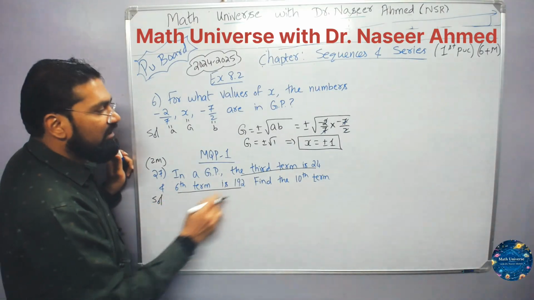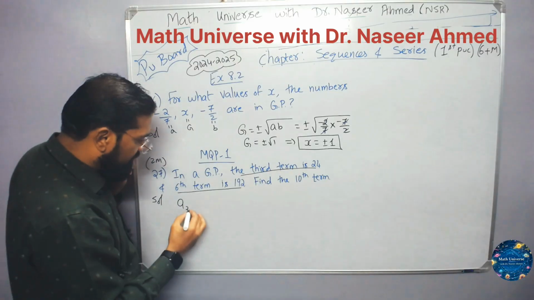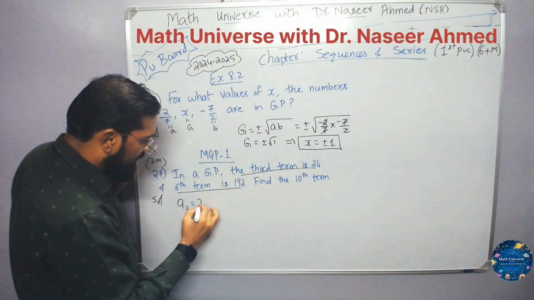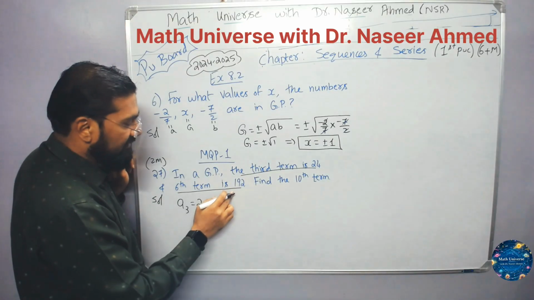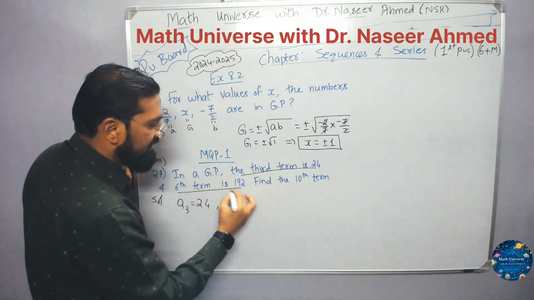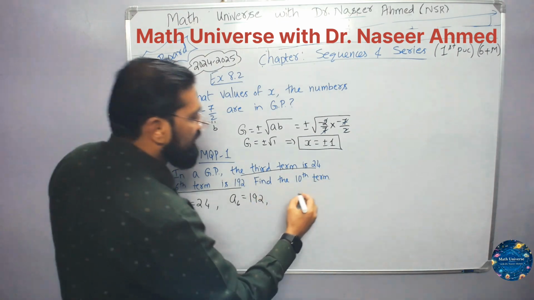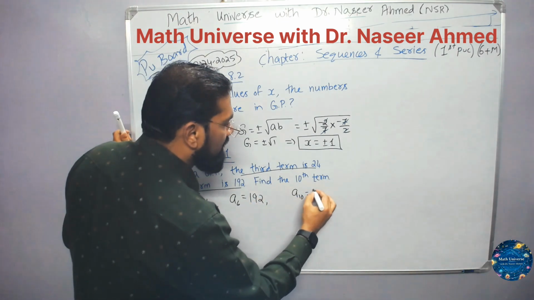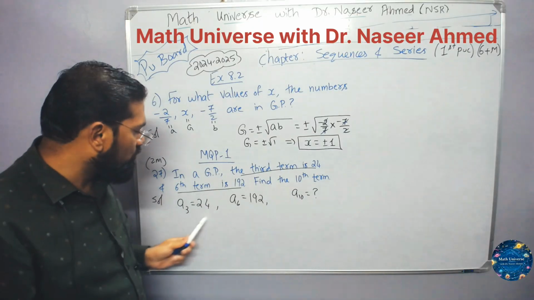Always decode in math language. See carefully. Third term means A3. "Is" means equal sign. 24. Next, sixth term is 192. Sixth term A6. "Is" means equal sign. 192. Then find the 10th term. A10 is the question mark. My suggestion, always start from here so that you understand how to use this data.